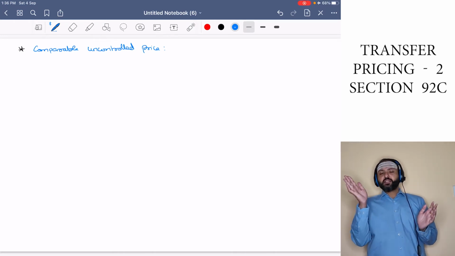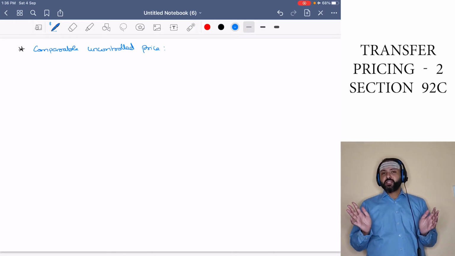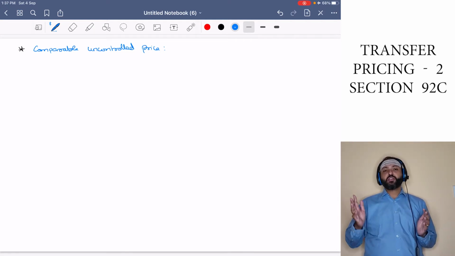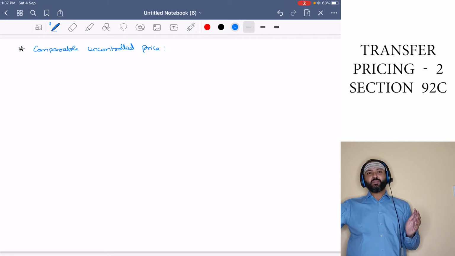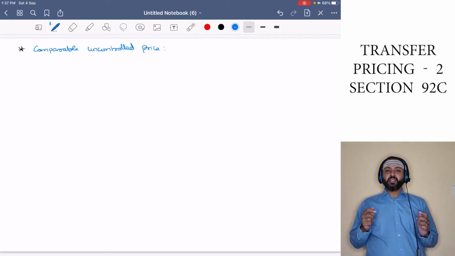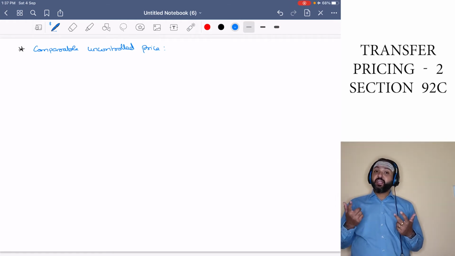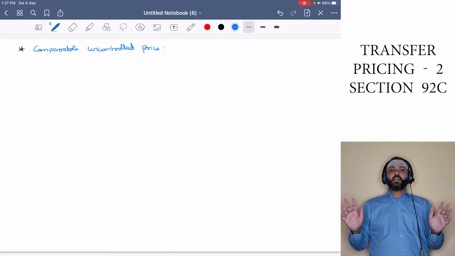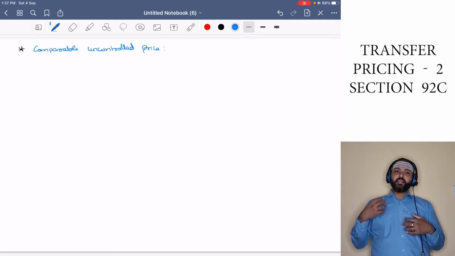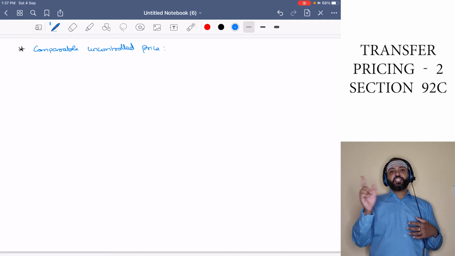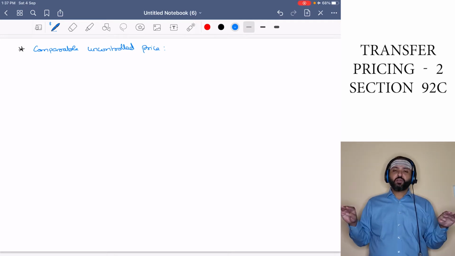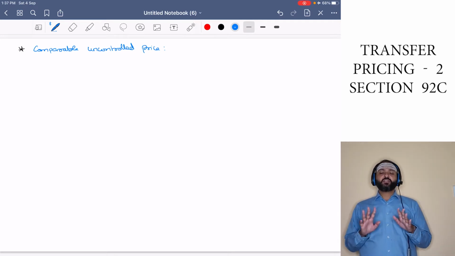Now, this transaction with the associated enterprise can be compared with the uncontrolled transaction. Why? Because the transaction with the associated enterprise is a controlled transaction. It is an influenced, tainted transaction. But when I do it with another person, it is not controlled. Therefore, I can happily proceed and check whether these 2 transactions are on the same lines. This is called the comparable uncontrolled price method.